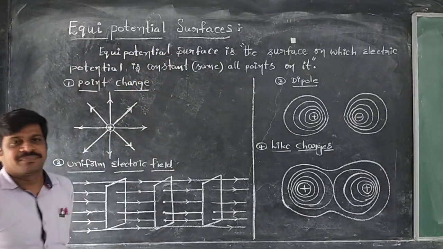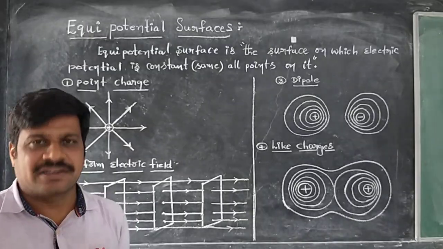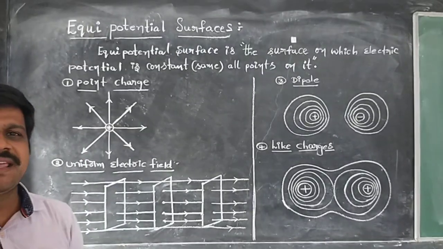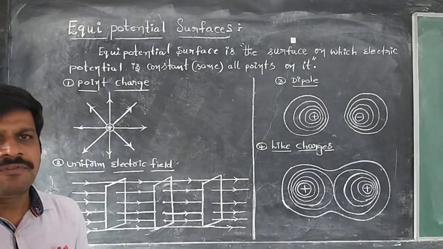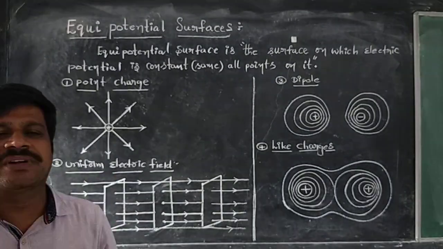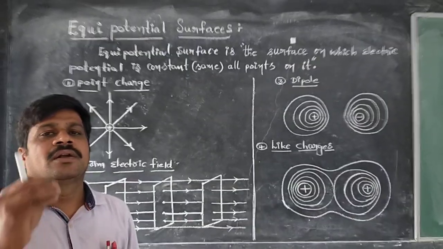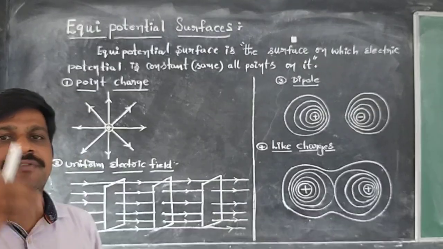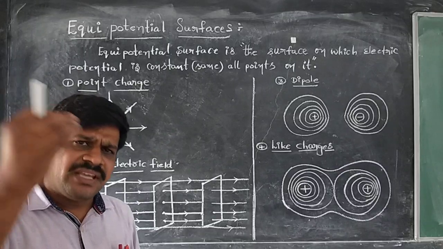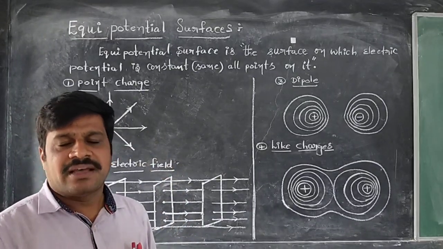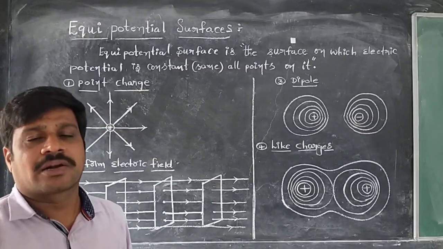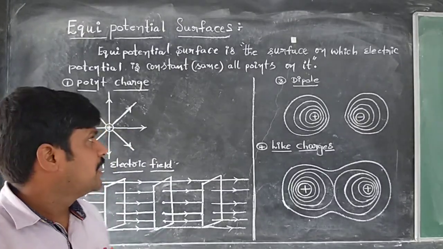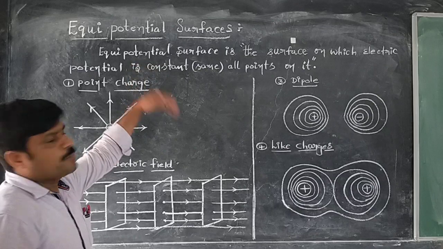equipotential surfaces. Sir, what is an equipotential surface? This is a simple definition. First of all, potential: what is the definition? Work done to bring a unit positive charge from infinity to a given point in the electric field, of course against the electrostatic force of the field. That is said to be potential.